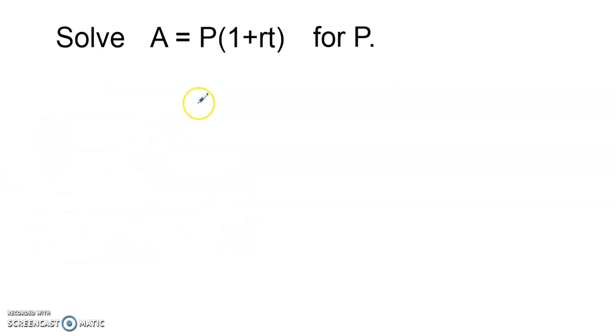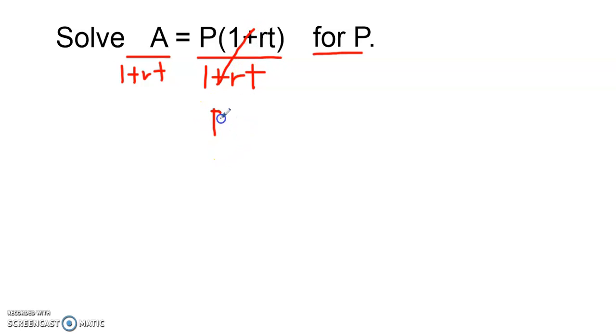Solve A equals P times 1 plus RT for P. So we're solving for P here, which means we need P all by himself. So the first thing normally would be to distribute, but we don't want to distribute because we want P all by himself. So this is being times, so we need to divide by 1 plus RT on both sides. That cancels and leaves us with just P, which is exactly what we want. So we've got A and then 1 plus RT.